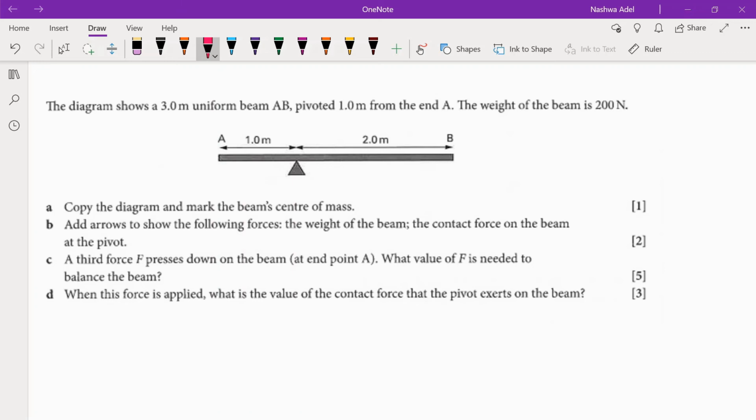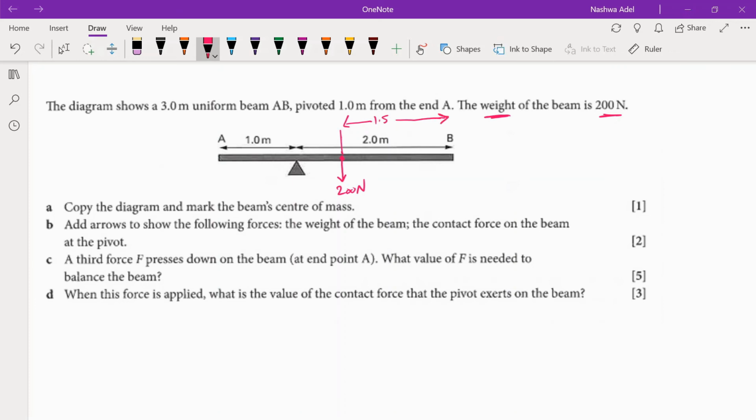In this example, the diagram shows a 3 meter uniform beam, AB, pivoted 1 meter from the end A. The weight of the beam is 200 Newton. This is very important information. We look for the center of mass of the beam and we apply this force of 200 Newton there. The length of the whole beam is 3 meter, so the center of mass is at a distance 1.5 meter from both ends.